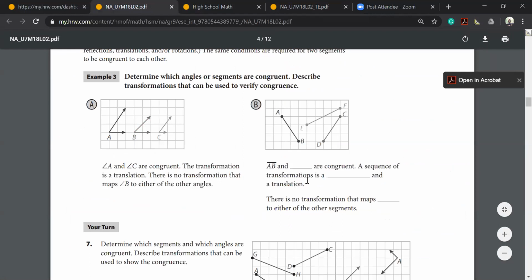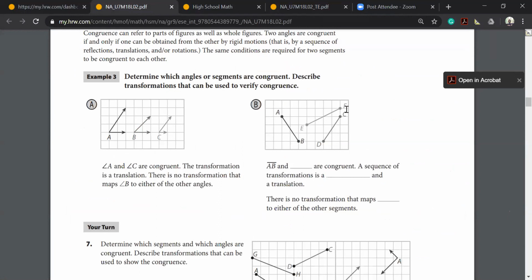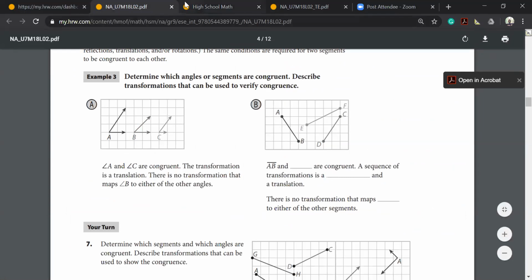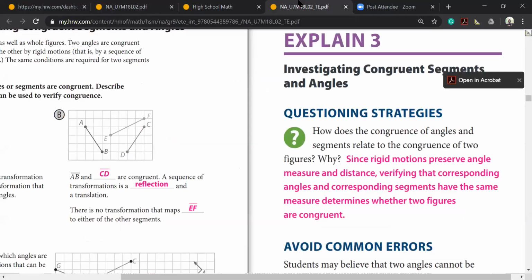A sequence of transformation is a what? How can I map AB to CD? I think, since it's changing orientation, A is looking to C, so as if I did a reflection and then I did a translation. So this is what we are going to write: a reflection and a translation.